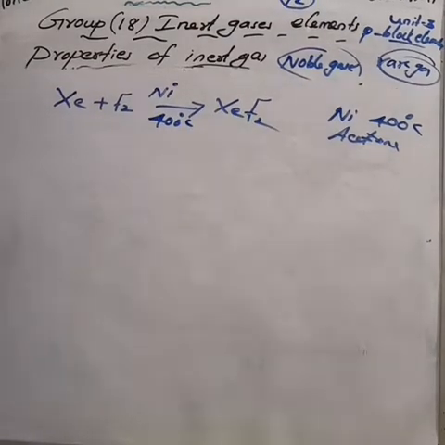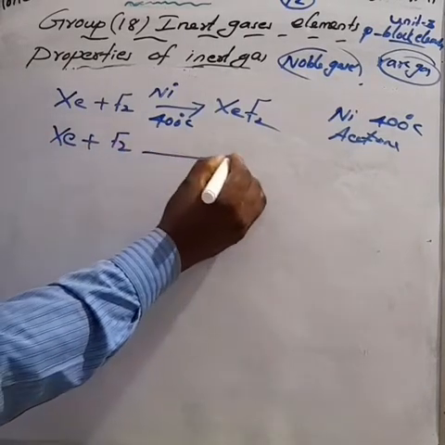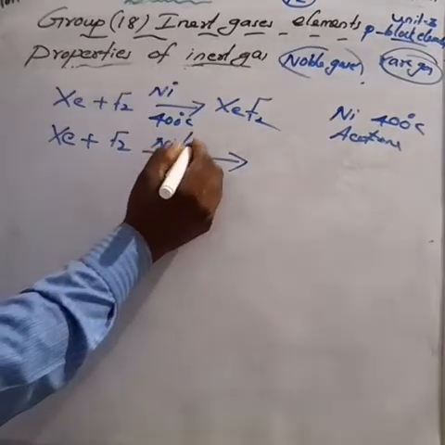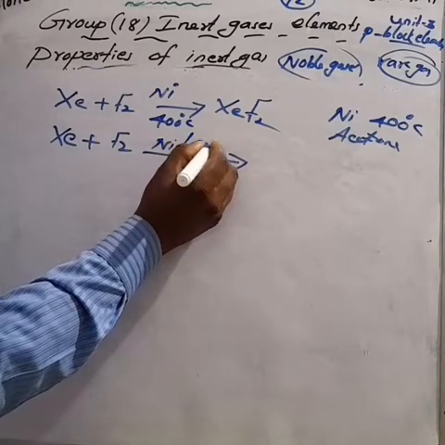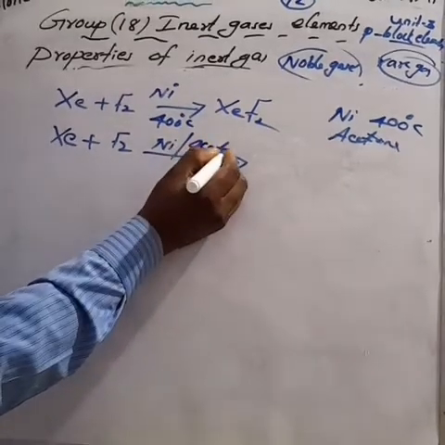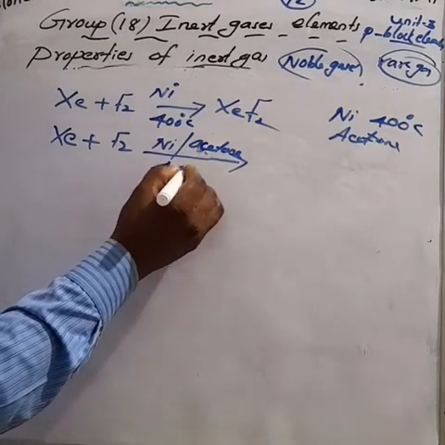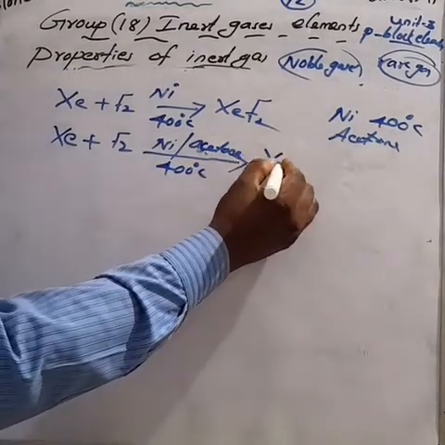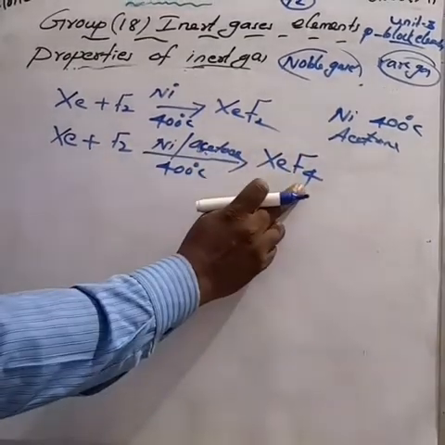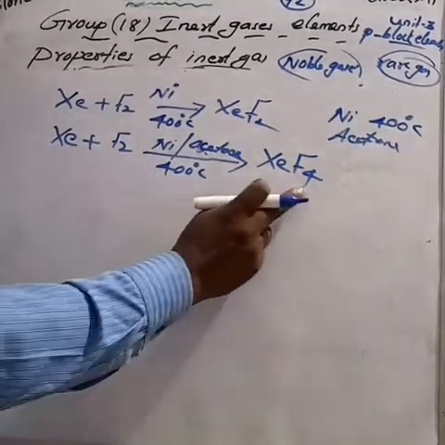What about the second one? Xenon reacts with fluorine. It is Xe plus F2 gives, in the presence of Ni and acetone. All of you know the formula of acetone, that is CH3COCH3. Am I right? Dimethyl ketone, acetone. The temperature is about 400 degrees Celsius. We get xenon combining with fluorine. We get xenon tetrafluoride. Tetra means 4. So XeF4, that is xenon tetrafluoride.